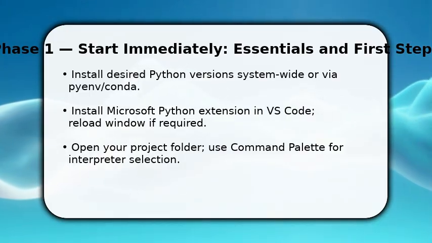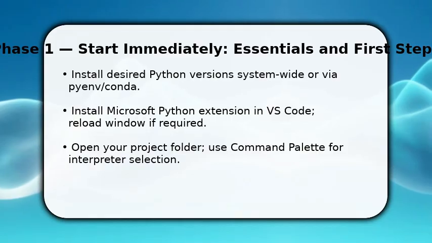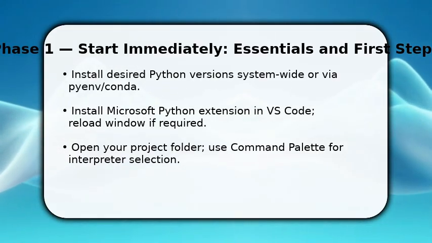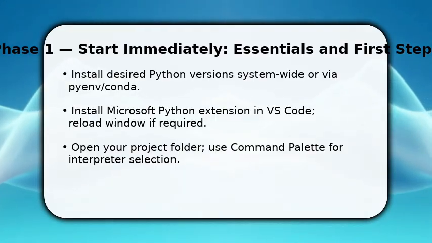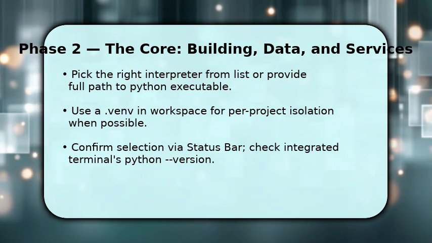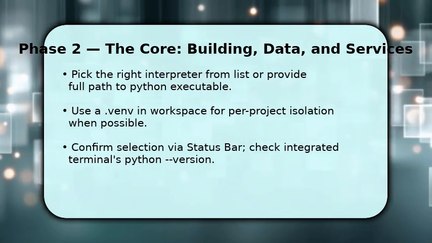Once selected, VS Code links language services, linting, and debugging to that interpreter, which is why this step is the foundation for consistent runs and tests. Once you open the interpreter picker, locate the exact interpreter or click Enter Interpreter Path to paste a full path.